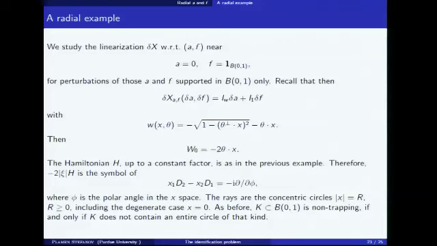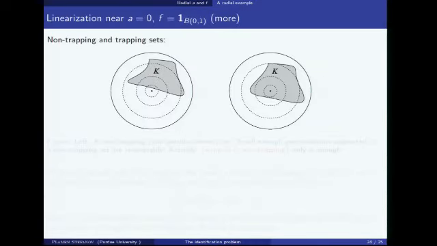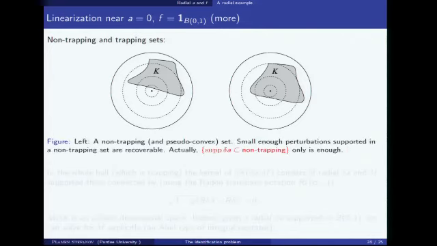And as before, non-trapping and trapping means you have or you don't have complete circles in K. And here is absolutely the same picture that we saw before, because the Hamiltonian flow is the same. So this is non-trapping, and also pseudo-convex, very easy to see. And small enough perturbations which are supported here are recoverable. I mean, clearly we have ellipticity here, don't have to check it, it's obvious.